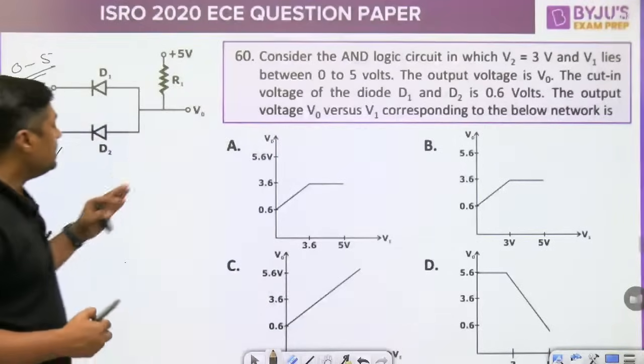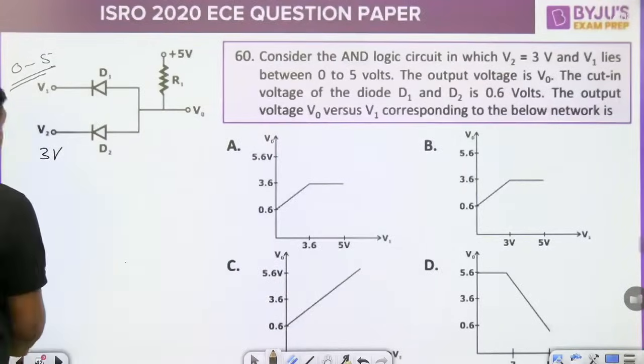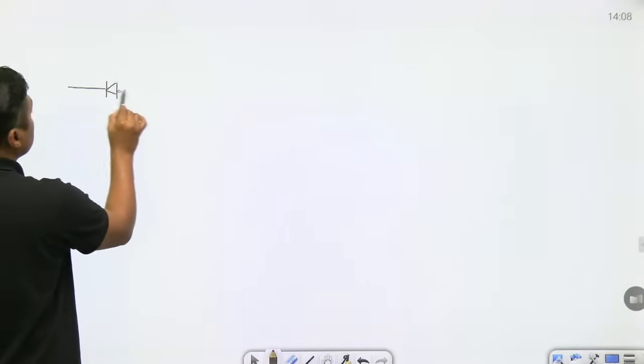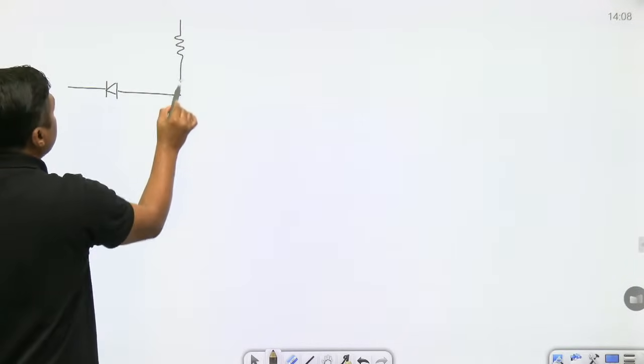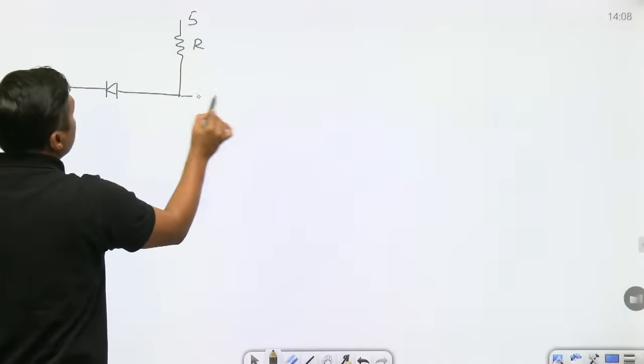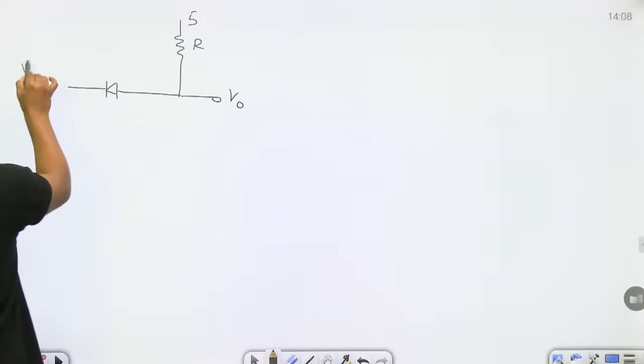Then, in this question, always remember for the diode, this is the diode. One resistor is connected here, 5 volt. And this is the V0. For example, V1 is 0 volt.